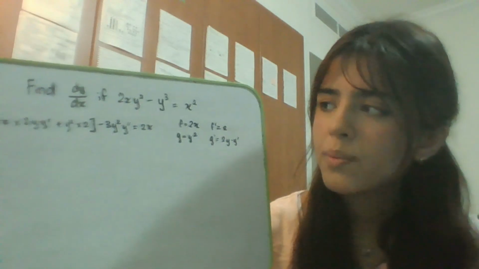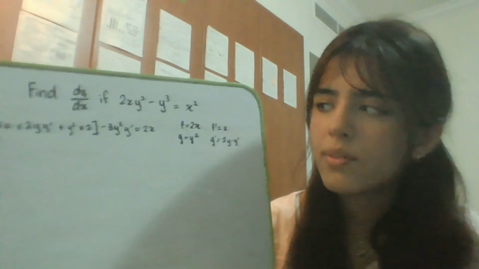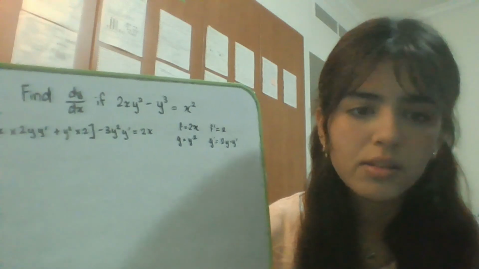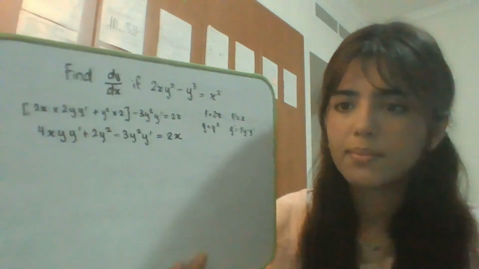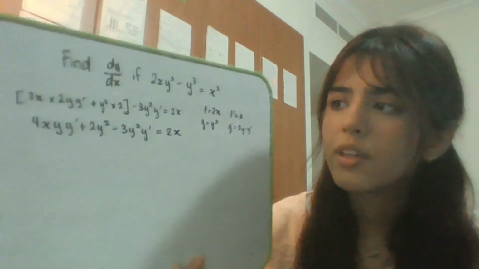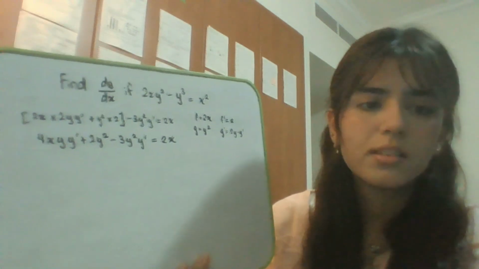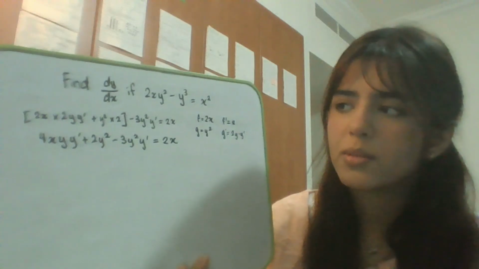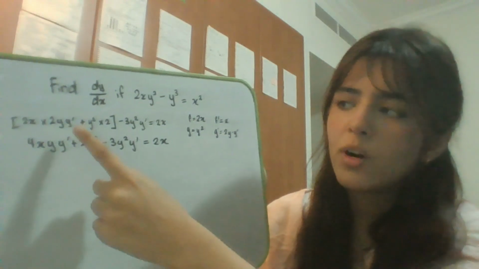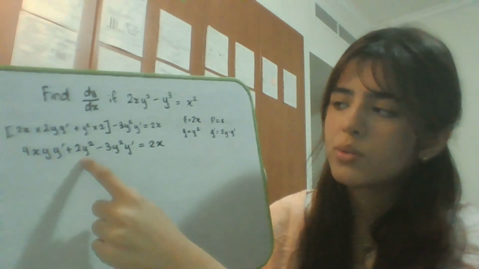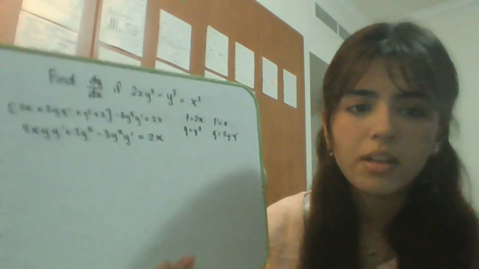Now what we're going to do is simplify whatever I put in the brackets, and we're going to proceed after I do the simplification. Okay guys, so here I just simplified whatever was in the brackets. I just expanded it to each other because it was being multiplied. 4x times 2y dash is 4xy dash plus 2y squared. Bring down the other terms.